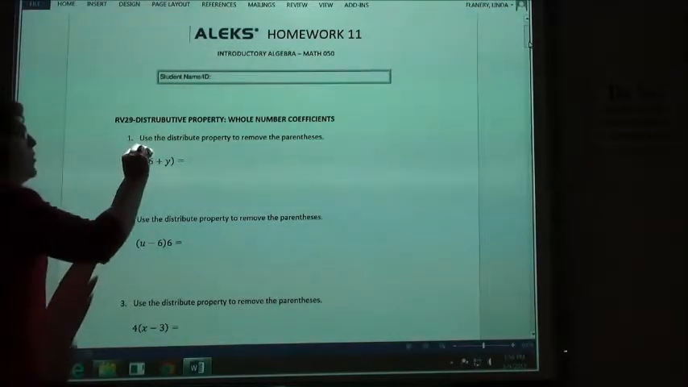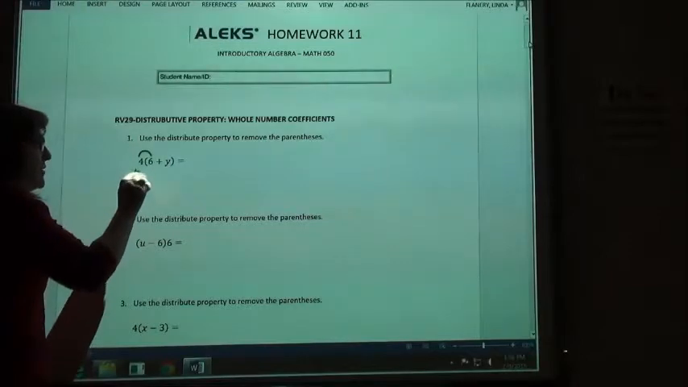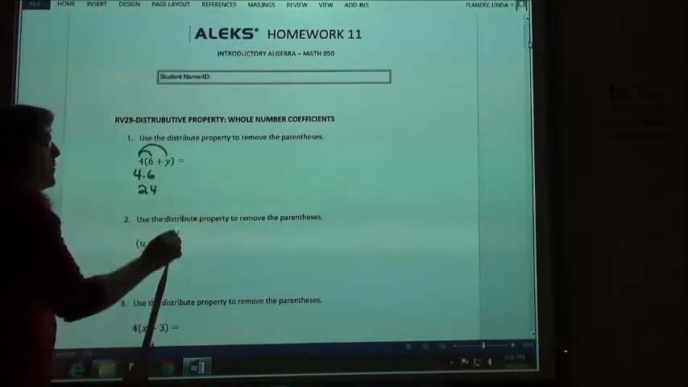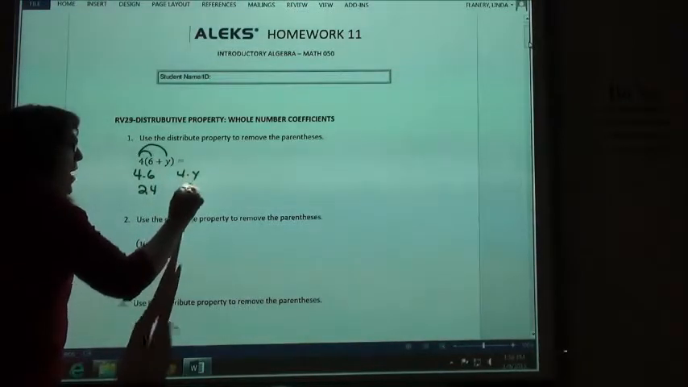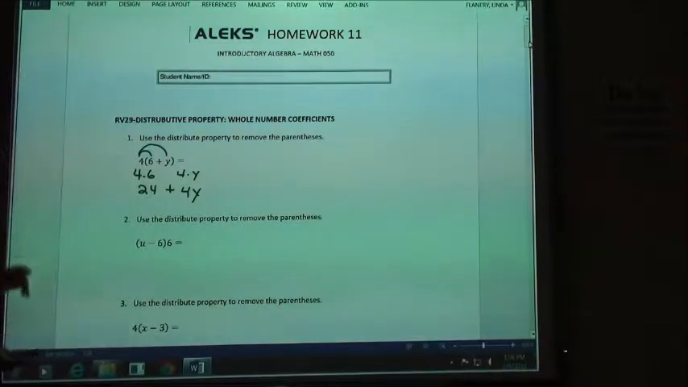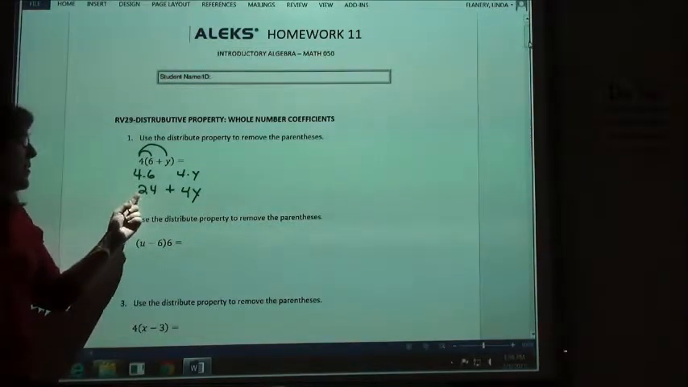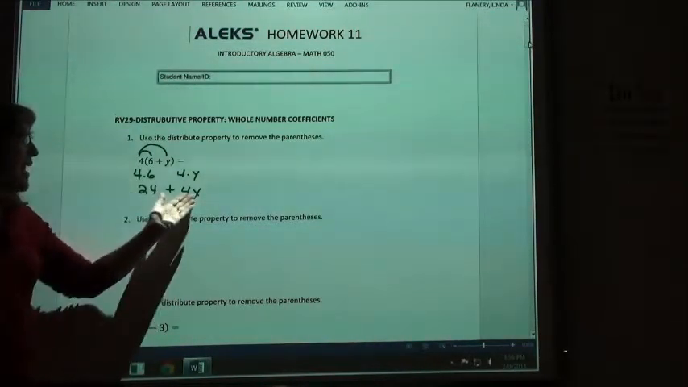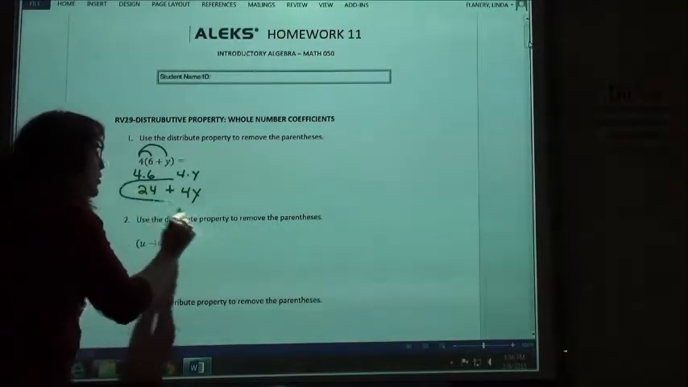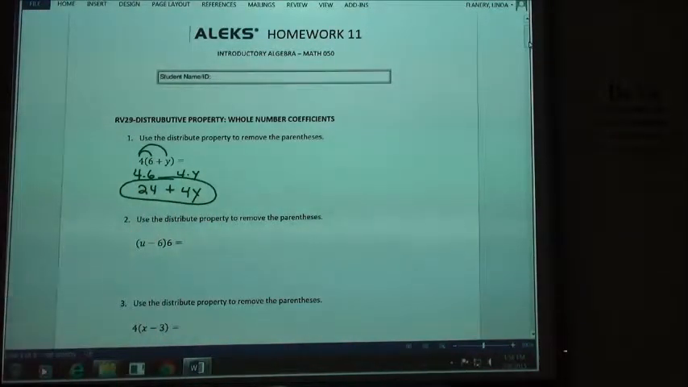So basically what I'm doing is taking the 4 times the 6, 4 times 6 is 24, and then I'm taking the 4 times the y. Well, 4 times y we write as 4y, and we have to put the plus sign in between them to separate those two terms. These are not going to be like terms. I can't add a 24 with a 4y, so my answer is just going to be 24 plus 4y.